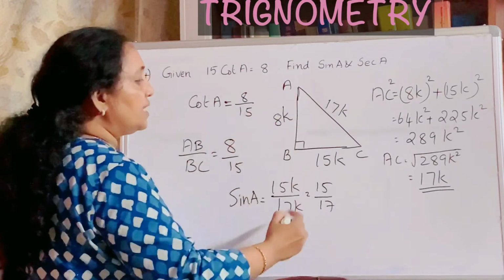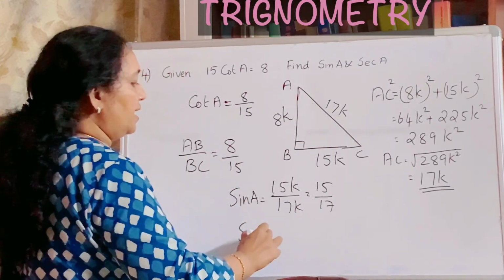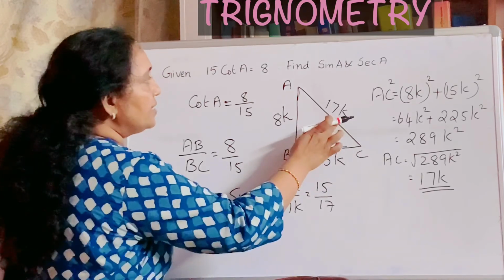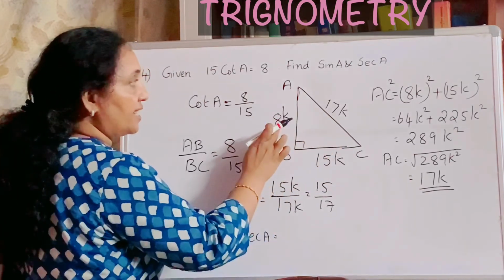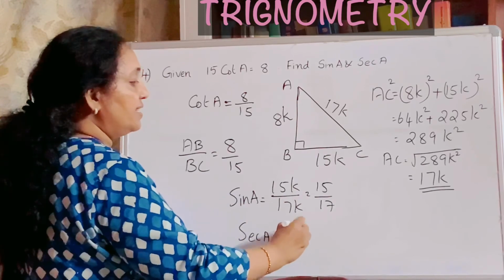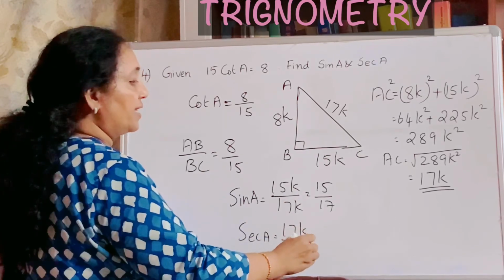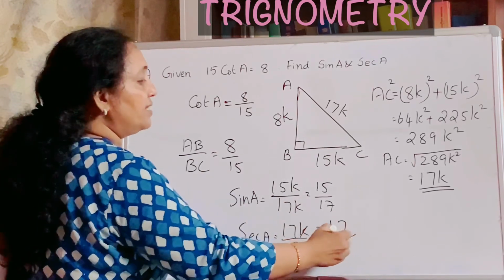Now sec A. Sec A is hypotenuse by adjacent side. That is 17K by 8K. That is 17 by 8.